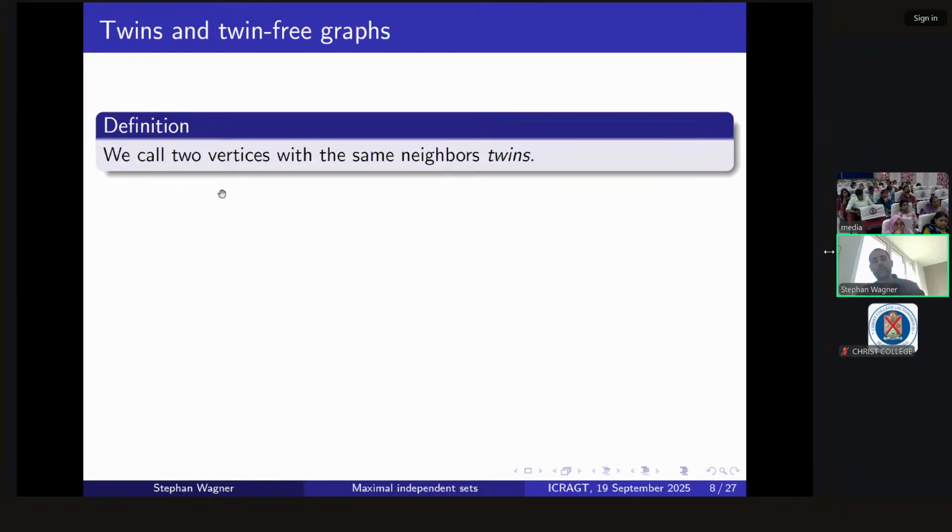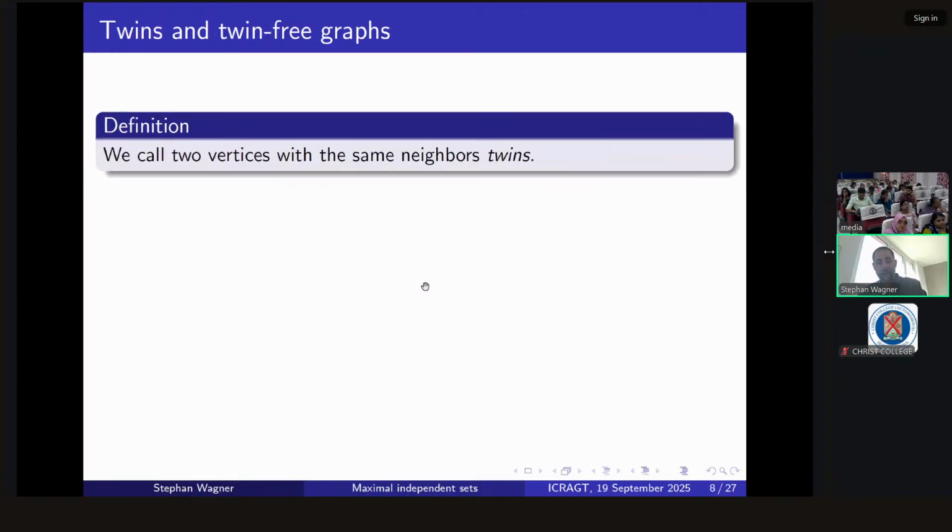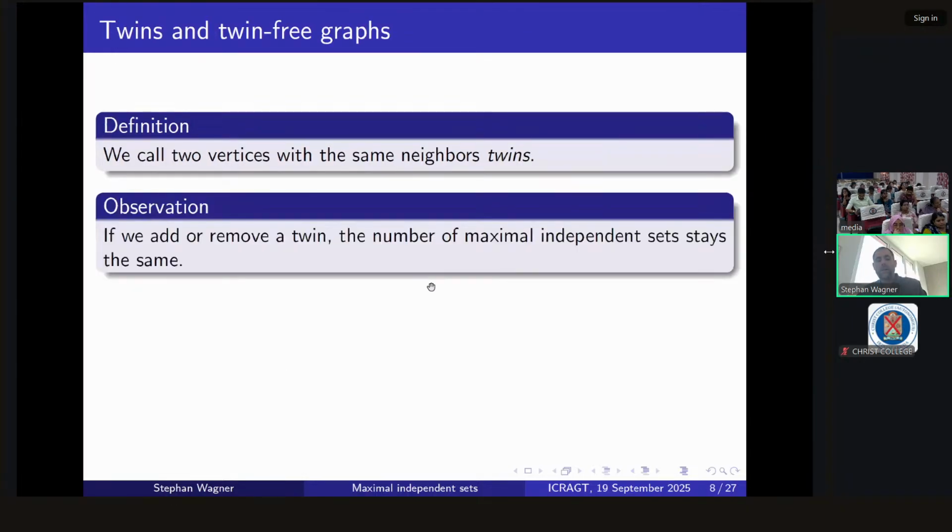So two vertices with the same neighbors will be called twins. The two vertices V and W here in the example would be considered twins because they have the same neighbors. And the observation that I gave you earlier is that if we add or remove a twin, the number of maximal independent sets stays the same. Meaning that if I have a graph with k maximal independent sets and I keep adding twins, the number of maximal independent sets stays equal to k. It will not grow.